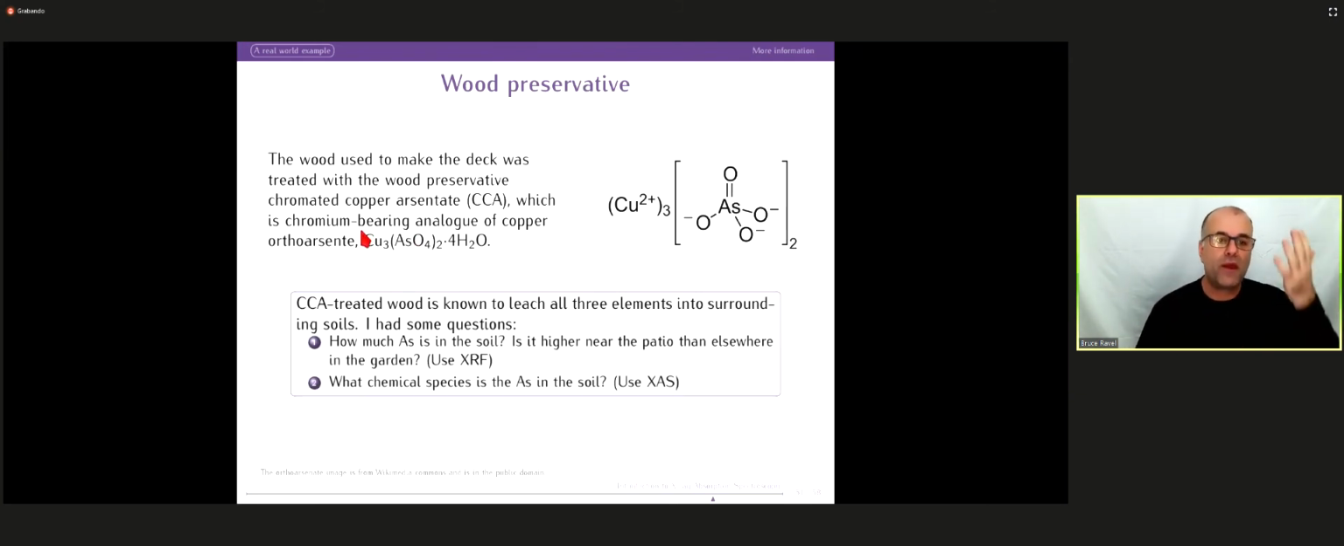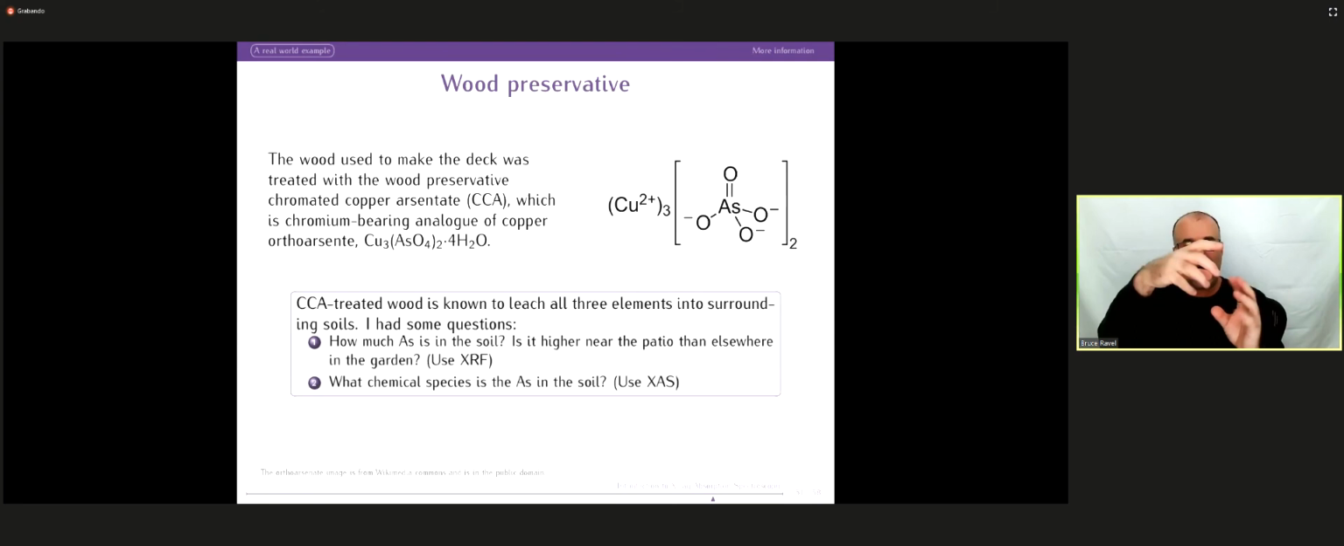Well, chromium bearing copper orthoarsenate is a really good preservative because the two things that break down wood when exposed to the environment are insects, which eat the cellulose out of the wood, and fungus, which eats the cellulose out of the wood. When you remove the cellulose, you're left with that sort of brittle honeycomb-like structure of lignin, which easily breaks. So lignin is super strong as long as the cavities are filled up with cellulose. When the cellulose gets eaten out by things, the lignin becomes weak and the wood breaks.